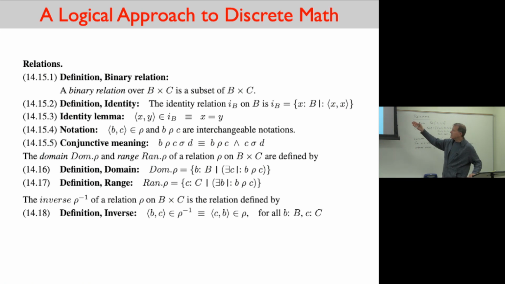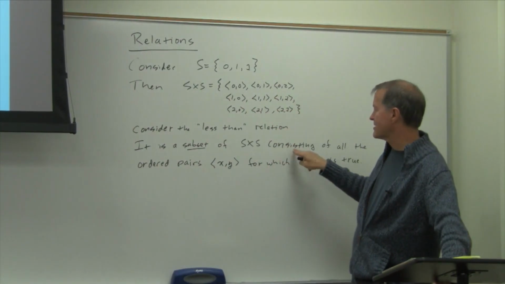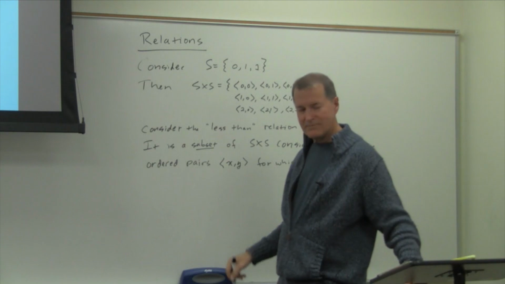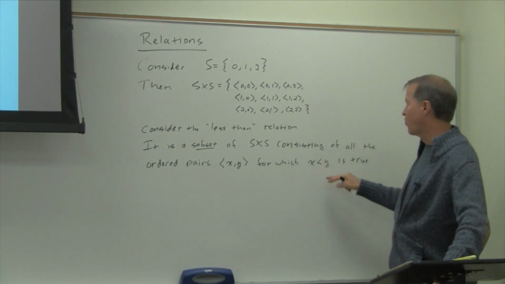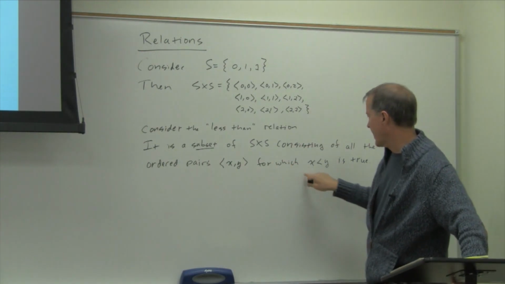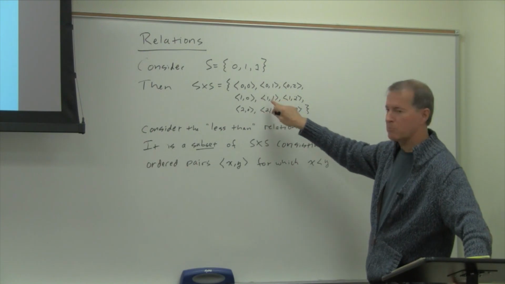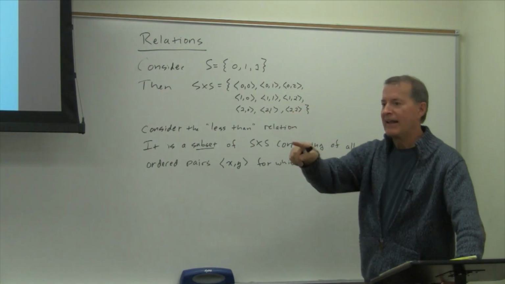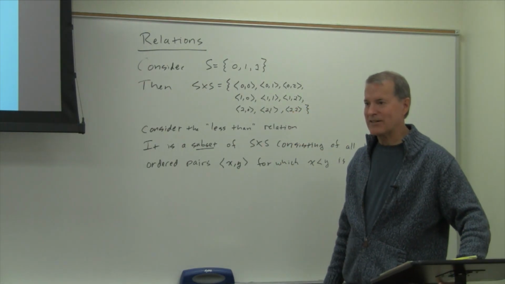Notice that this says definition, binary relation. A binary relation over B cross C is a subset of B cross C. I'm claiming that the binary relation less than over this set is a subset of this. X less than Y is not true for all of these ordered pairs. It's only true for a subset of these ordered pairs: 0, 1, 0, 2, 1, 2. Exactly. That's it.